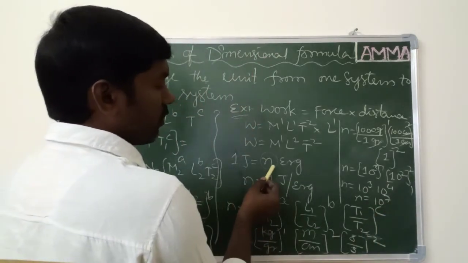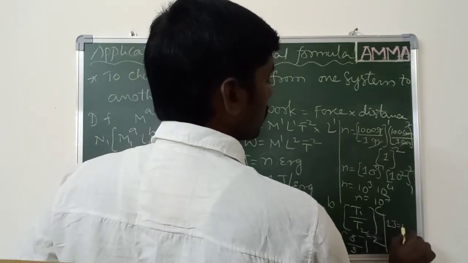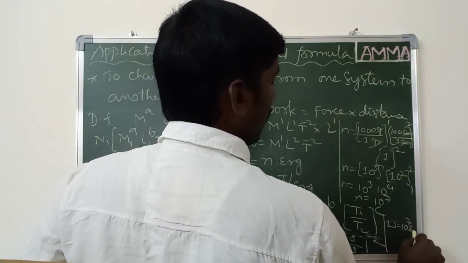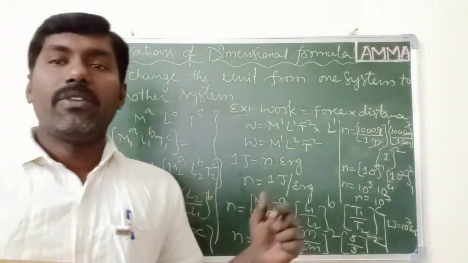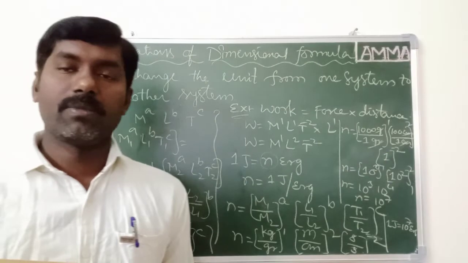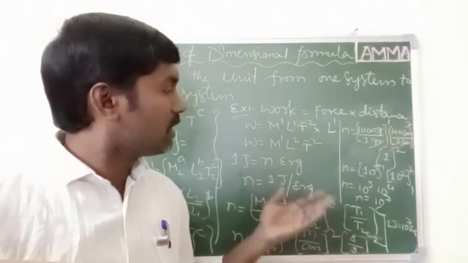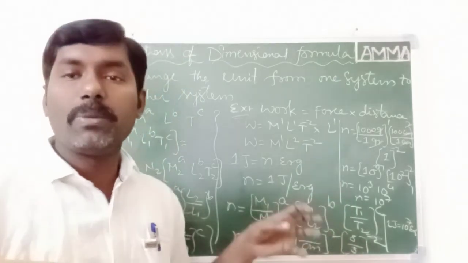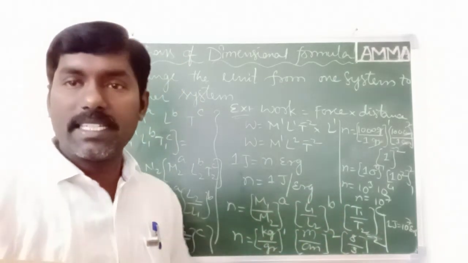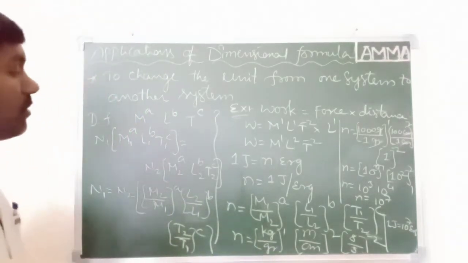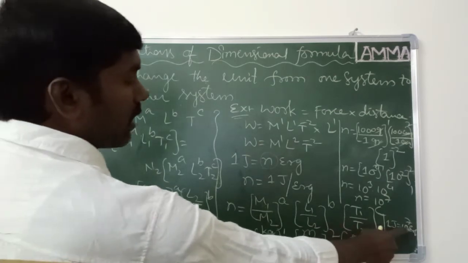So what n value did you get? 1 joule is equal to 10 power 7 ergs. This is the method to find the values in any system. Okay students, this is a method to derive that expression, to find the numerical value of any physical quantity from one system to another system. Is it clear, students? So 1 joule is equal to 10 power 7 ergs.